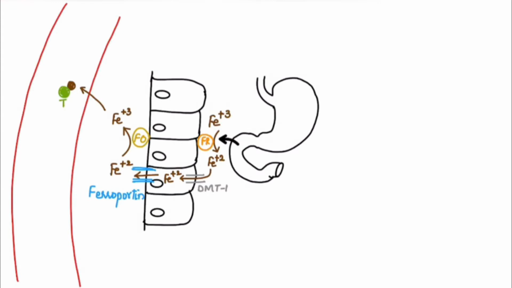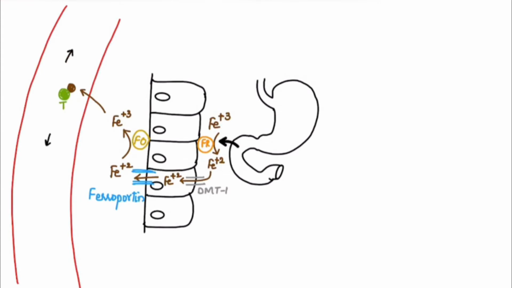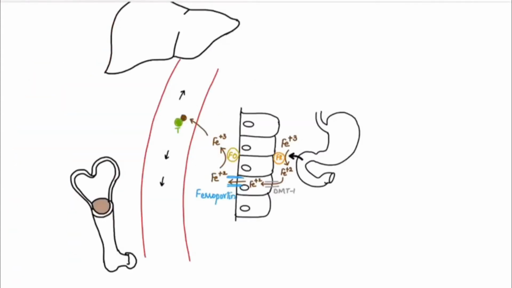Coming back to the iron metabolism, the ferric iron is then complexed to transferrin, which is shown in green, and then it circulates in the blood till it reaches the two main target organs having the transferrin receptors, that is the bone marrow and the liver. Now let's see what happens to the iron reaching the bone marrow.